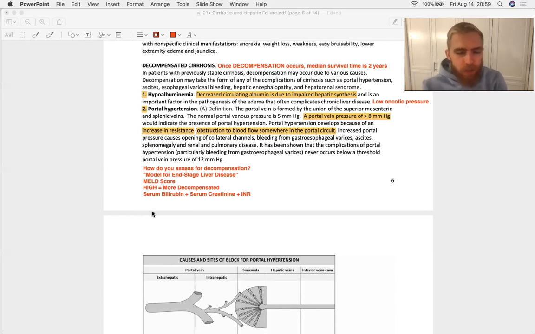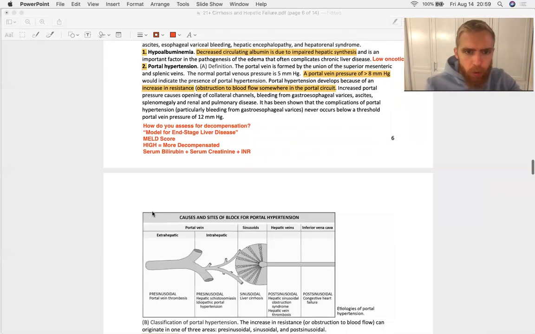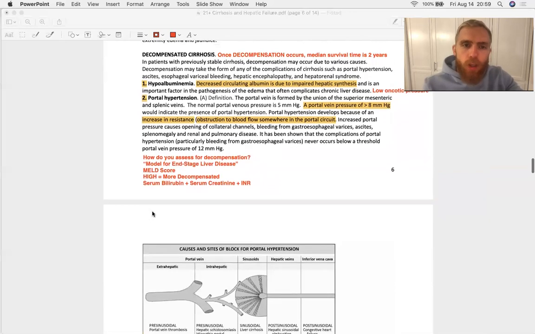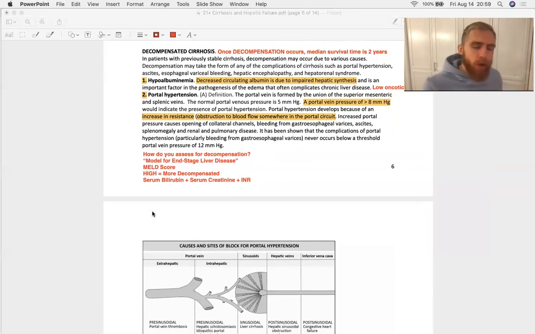So portal hypertension gets the dominoes falling on decompensation, and here I put in a little note. This might not have been the best place for it, but you can actually grade someone on how decompensated they are. And there's a cutoff on this scale called the MELD score.